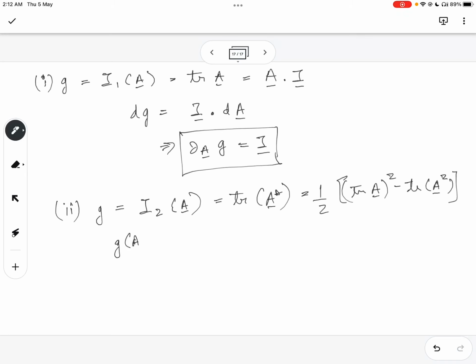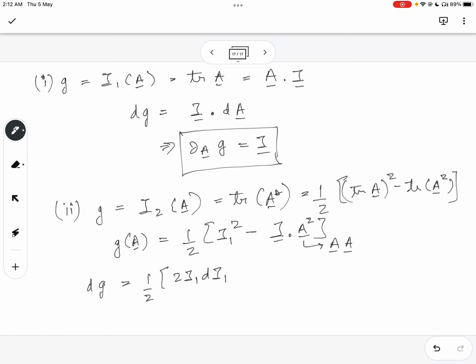Therefore, g of A can be written as 1 by 2 I1 squared minus I dotted with A squared. This is A acting upon A. Or dg becomes 1 by 2 times 2 I1 dI1 minus I dot dA A minus I dot A dA.